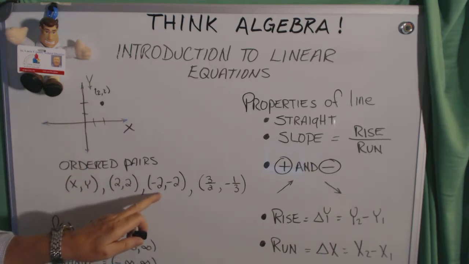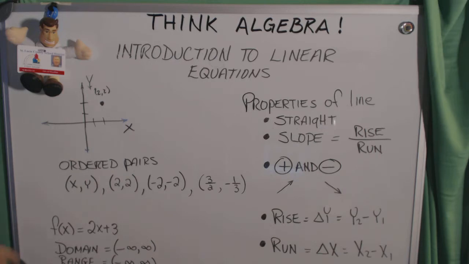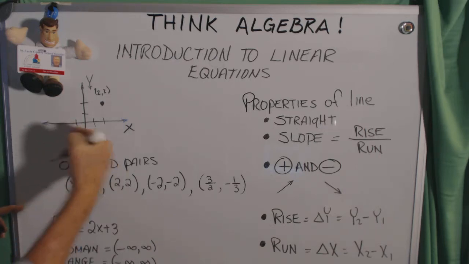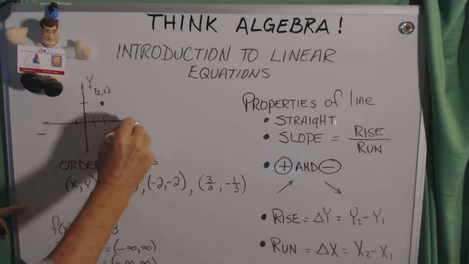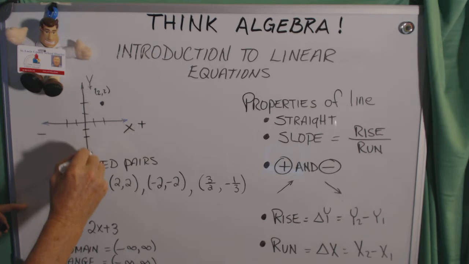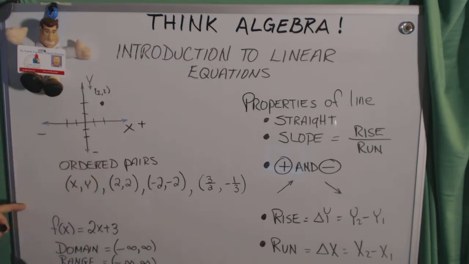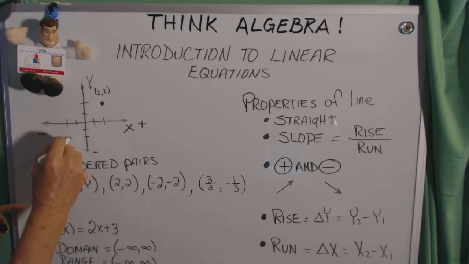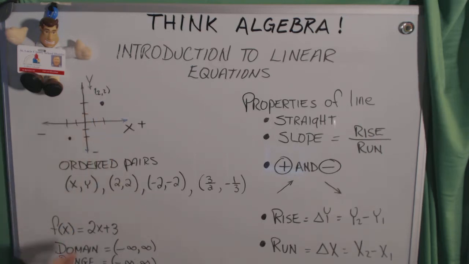And my next example is minus 2, minus 2. If I go minus 2, I'm going to go in this direction. This is the minus direction, and this is the positive direction. And I'm going to go minus 2, minus 2. This is the minus direction also for the y. I go down here and I plot minus 2, minus 2. And there's my 2 points.